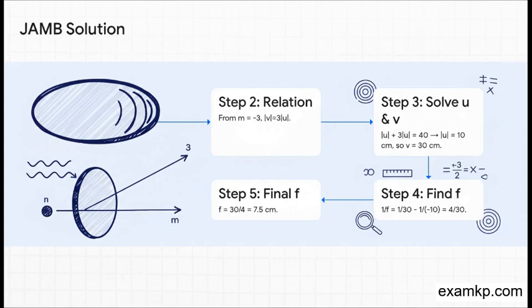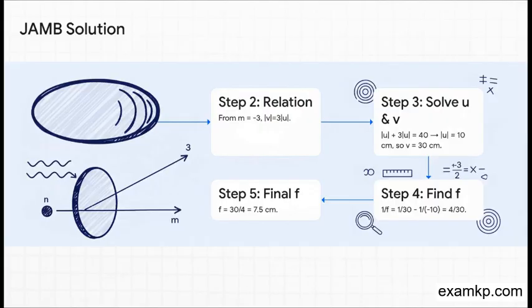Step 3. Now we substitute that into our distance equation. u plus 3u equals 40. This gives us 4u equals 40. So the magnitude of u is 10 centimeters. Now we apply our signs. Object distance u is -10 centimeters. Image distance v is plus 30 centimeters.